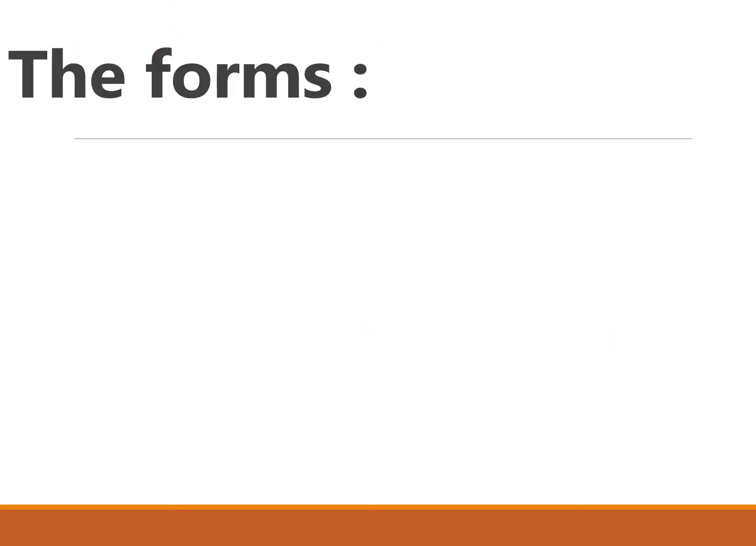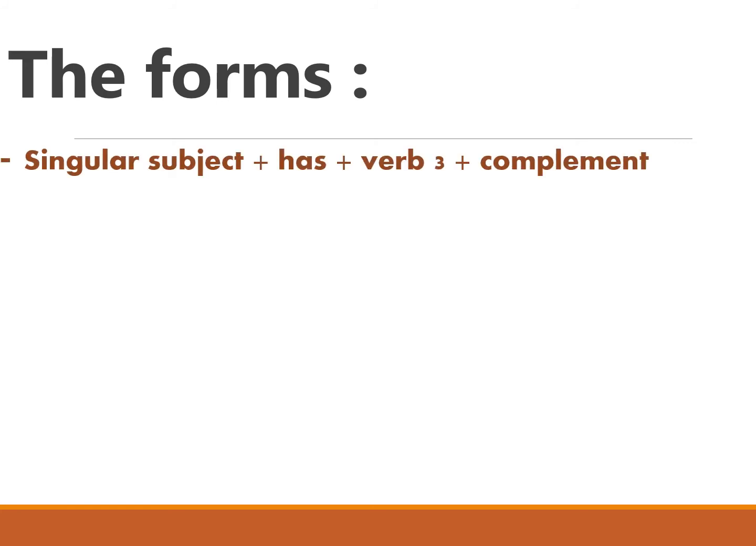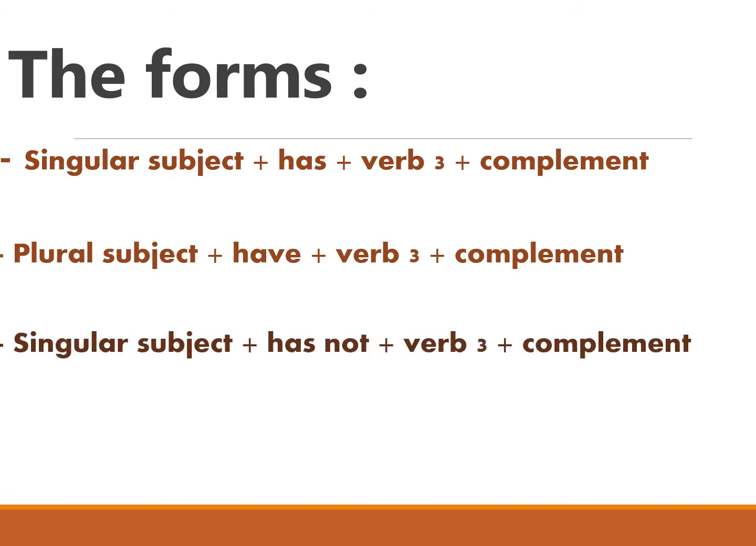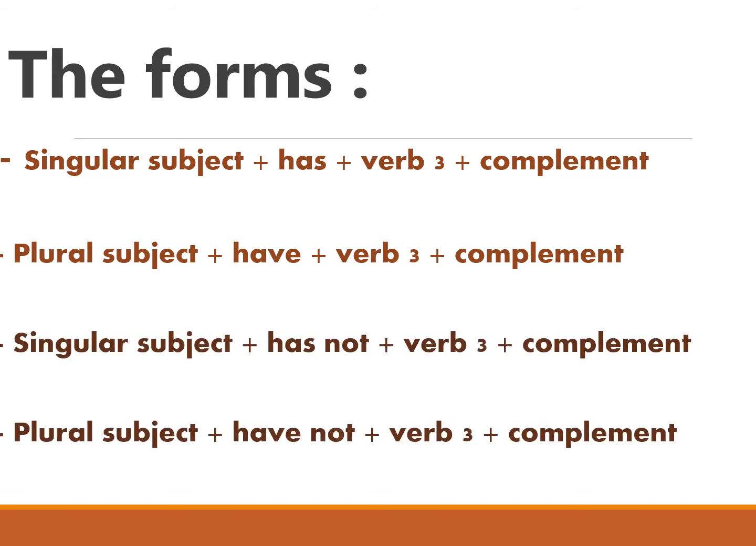So these are the forms of present perfect. With singular we use has with verb 3, with plural subject we use have with verb 3. But in negative form we negate the sentence by adding not with has and have. With singular subject has not, with plural have not, with verb 3, then the complement.